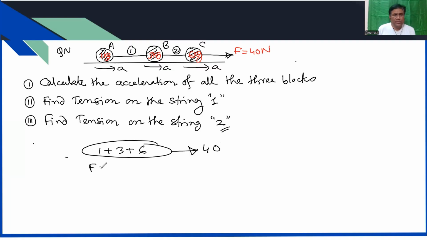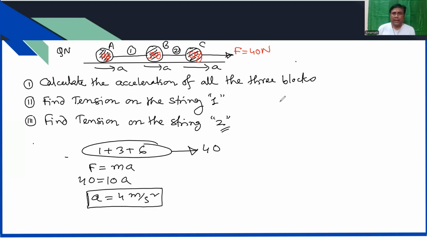So now you can use the formula F equals ma. F is 40 and the mass is 10, so 10a. So acceleration is 4 meter per second square. Very good. Excellent.